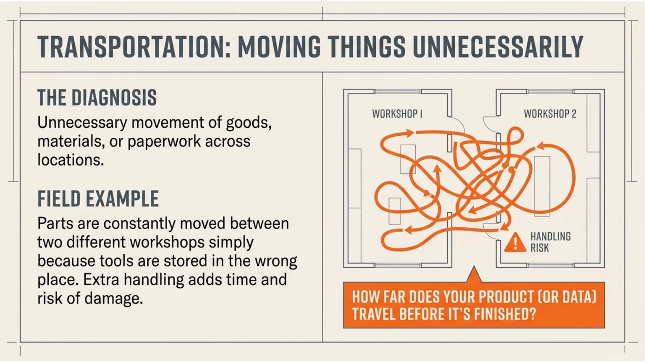But this could also be electronic transportation, where you're having emails or workflows go to various locations just waiting, or files being transferred from one server to another. It can be an electronic thing, but generally it's nice and visual when you show it as a physical workshop environment. And in this case, parts are constantly moved between 2 different workshops simply because tools are stored in the wrong place. Extra handling adds time and risks damage.